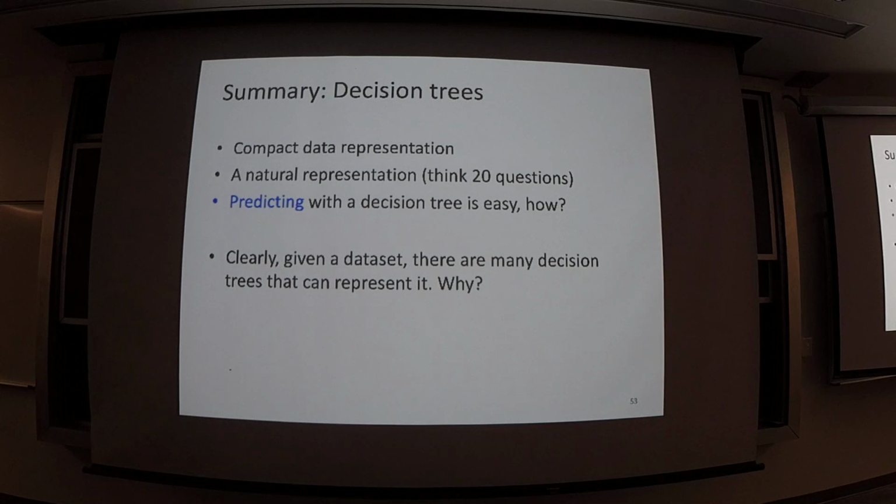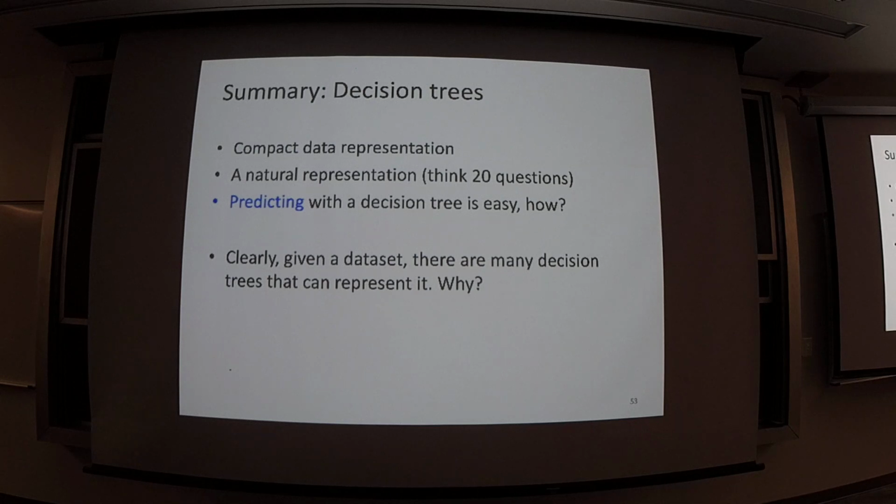Predicting with the decision tree is pretty straightforward. Why? Because we just start from the root, test each feature, and follow the branches where the test condition is satisfied, and finally, if you end up at a leaf node, you report the leaf node's label.